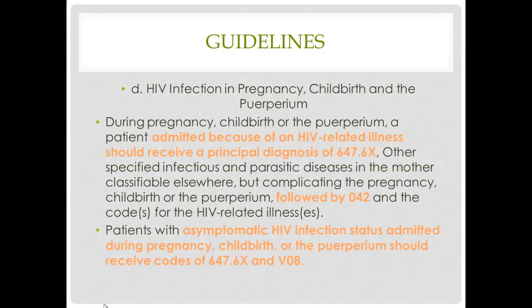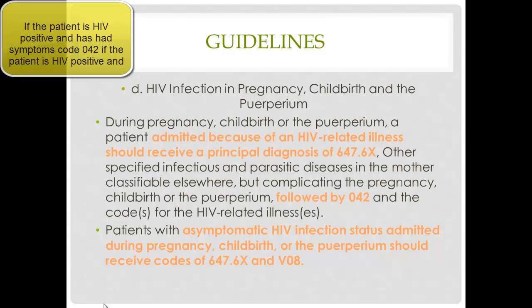So if the mother has HIV, how should this be coded in pregnancy? Well, during pregnancy, if the patient is admitted because of an HIV-related illness, her principal diagnosis would be 647.6 along with the appropriate 5th digit followed by 042. So again, if she's admitted because of an HIV-related illness.